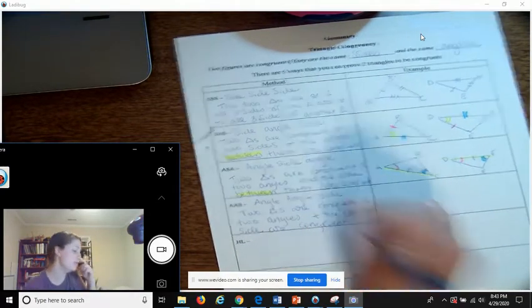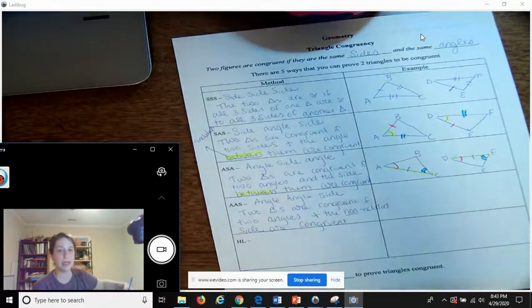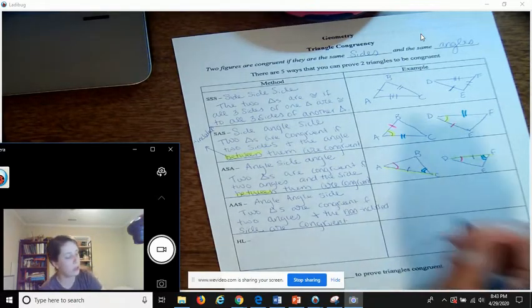Okay, so this means that the not included means that it's going to be on the end. It's not in between them. We have an angle, and then another side in order.